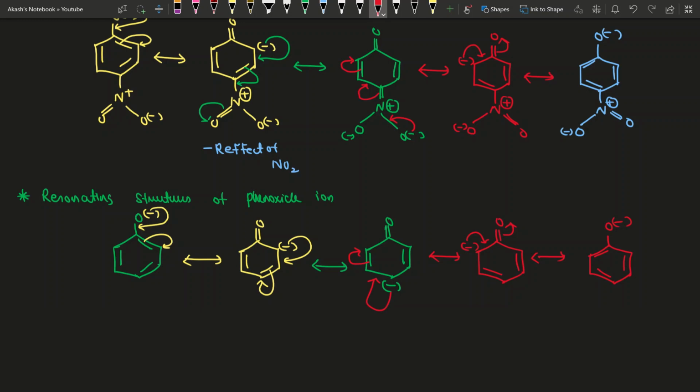Here we can explain one more point. It can be written as the minus I effect of the NO2 group. That is not predominant. That is called the negative inductive effect. That means the NO2 has an electron pulling effect from the ring itself, a tendency to pull back electron density from the ring. Such an effect can also stabilize the ring system. But the predominant factor is the minus R effect of the NO2 group. So we have seen why ortho-nitrophenol and para-nitrophenol are more acidic than phenol by using the resonating structures of the corresponding phenoxide ions.